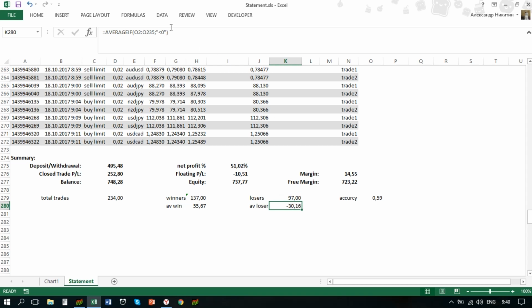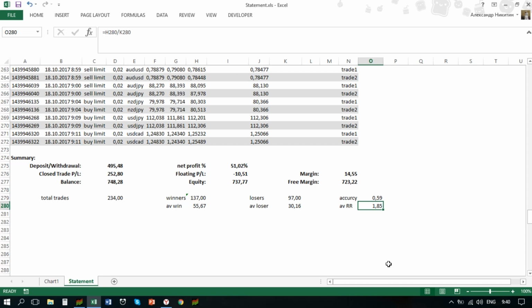Let this average loser not be negative. I don't want it to be negative. Let us do it this way, so it only gives me the amount of pips. And now let's calculate the average risk to reward. Average risk to reward ratio. It is pretty simple. Calculated equals average winner divided by average loser. And you will see my average risk to reward is 1.85.